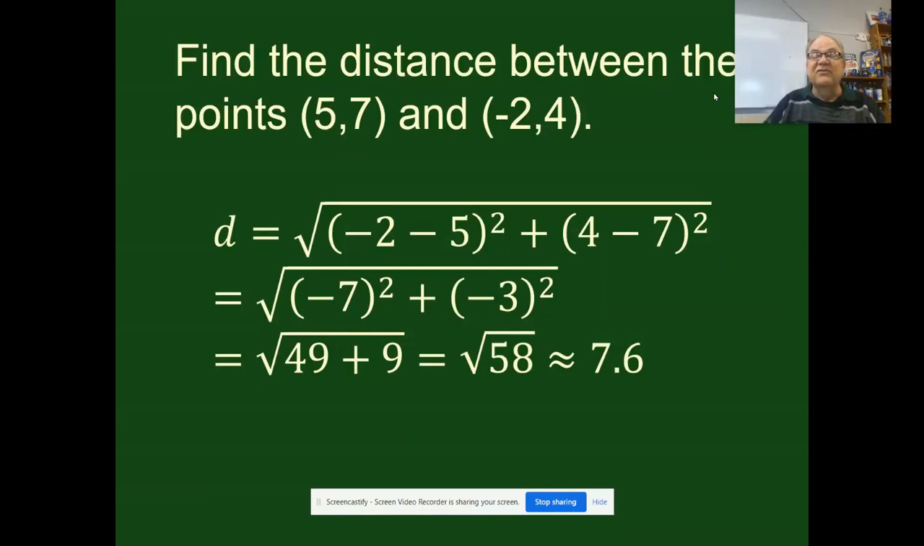The order that you subtract in doesn't matter. I just need to make sure the x's are together and the y's are together. Here I did do the second x minus the first x and the second y minus the first y. But I could have just as easily done 5 minus negative 2 and 7 minus 4, and I'd get the exact same answer. You can write the answer as the square root of 58, or you could write a decimal like 7.6. They're both perfectly correct.